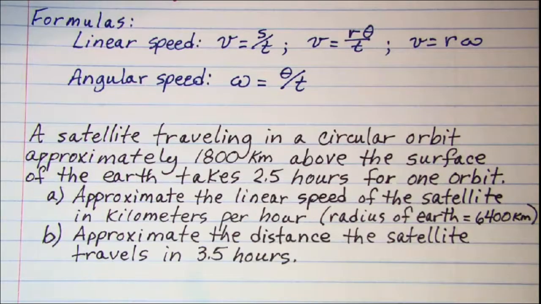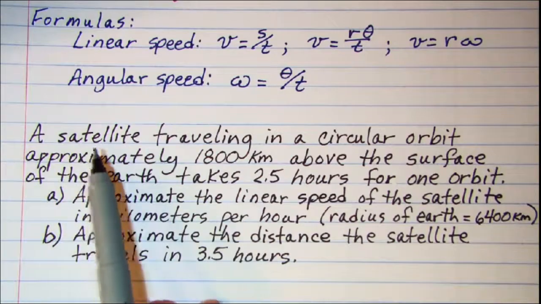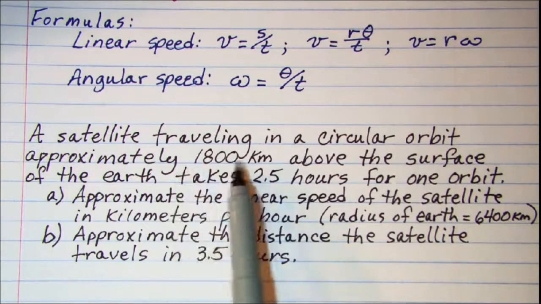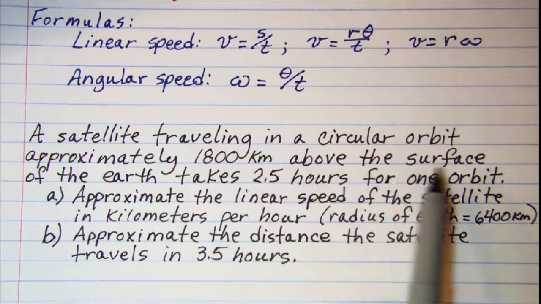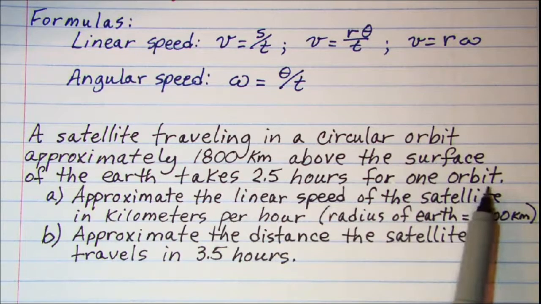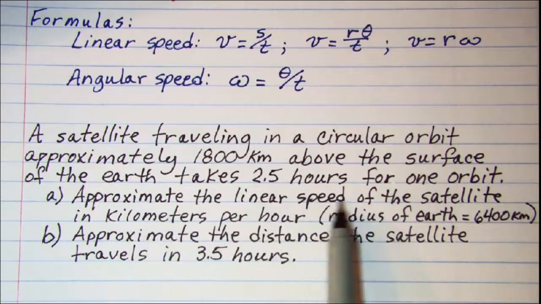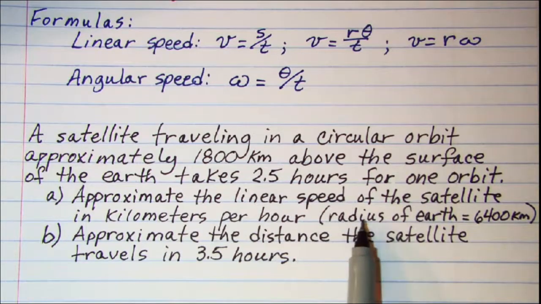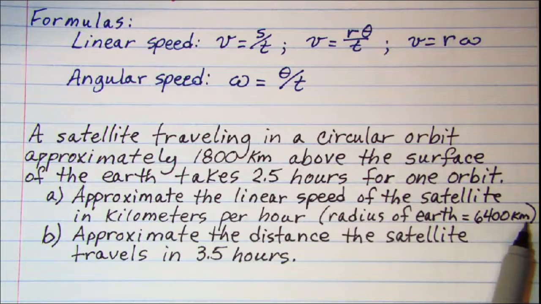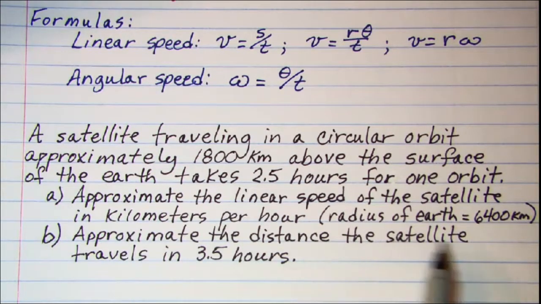Our problem that we'll be working with is a satellite traveling in a circular orbit approximately 1,800 kilometers above the surface of the Earth takes 2.5 hours for one orbit. Approximate the linear speed of the satellite in kilometers per hour, assuming that the radius of the Earth is approximately equal to 6,400 kilometers, and then also approximate the distance the satellite travels in 3.5 hours.